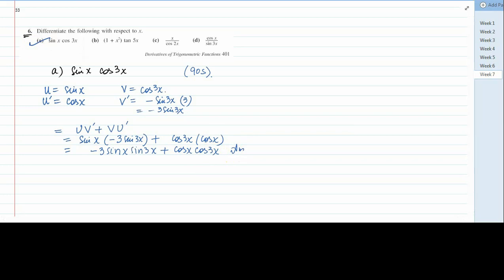Alright, after that we are going to start from part B. Part B says 1 plus x square into tan 5x. Alright, so give it a try by yourself. Time for this part is 90 seconds, so start.